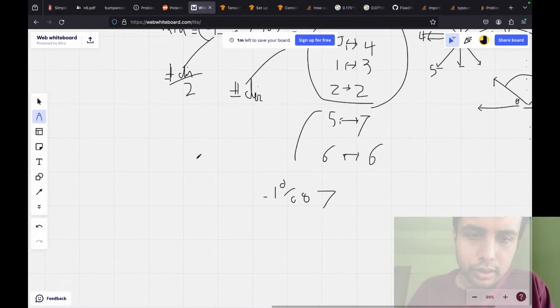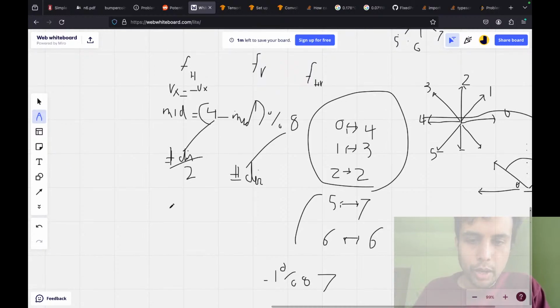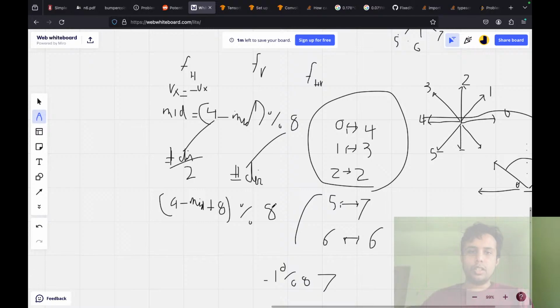So one thing we can do to be super sure, which works for sure, though I'm not sure the language supports it, is we can do 4 minus mid plus 8, just to make sure that there's no negative numbers, and take this whole thing mod 8. This is the new formula that I propose. So let's check it out. For 0, 1, and 2, 4 minus whatever gives you the right-hand side. If we do plus, let's take 0: 4 minus 0 is 4 plus 8 is 12. 12 mod 8 is 4. That's correct.